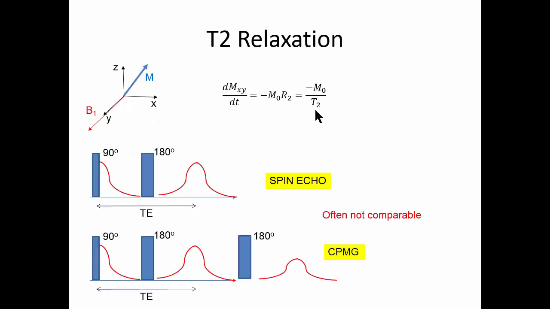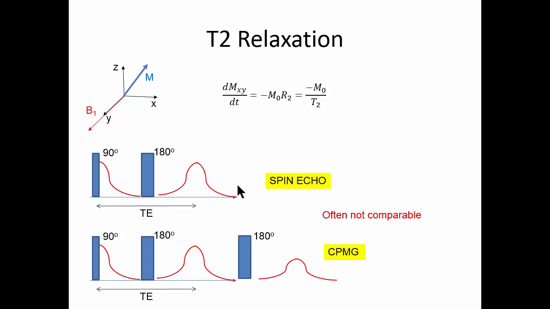So T2, coming back to T2 relaxation, this is the spin dephasing that happens in the X and Y plane. Again, the Bloch equation is relatively straightforward. It's a very simple equation to solve. The solution to this is exponential.